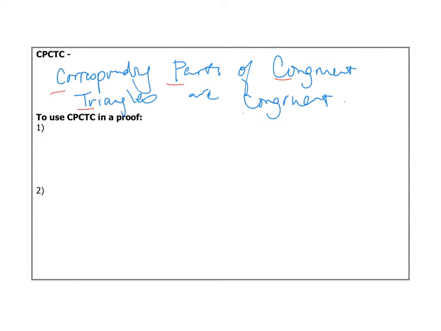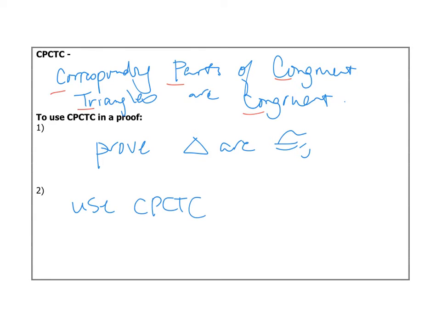And the abbreviation comes from the first letter of each word in this sentence. Again, what it means is that if two triangles are congruent, their corresponding sides and angles have to be congruent. And in order to use this in a proof, you first must prove that the triangles are congruent. Right? Once you prove the triangles are congruent, you can use CPCTC to prove that all other sides and angles are congruent.